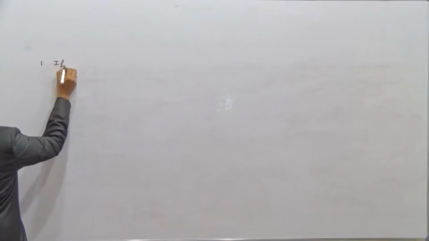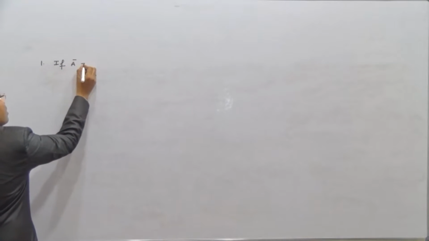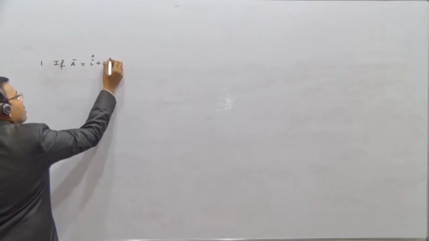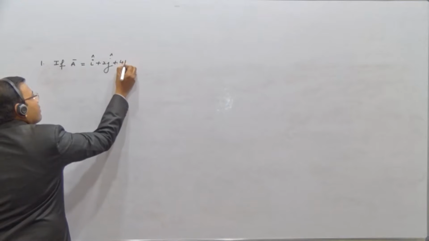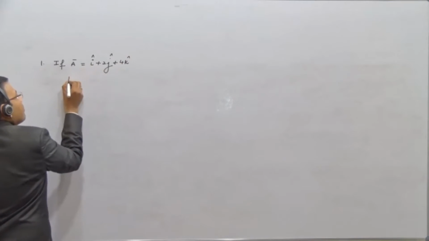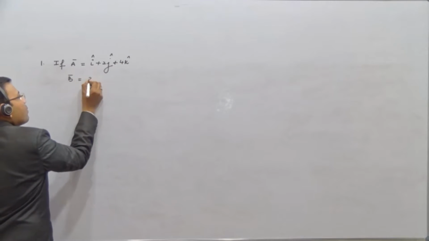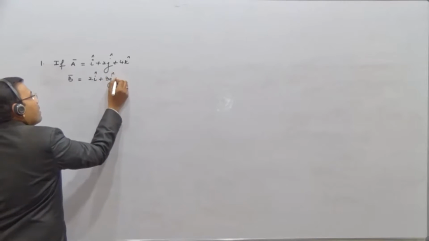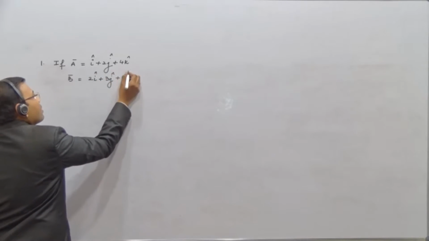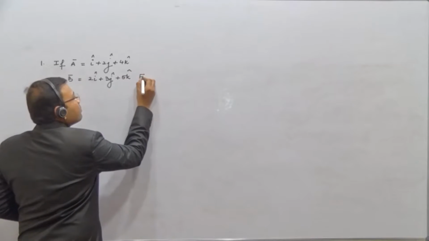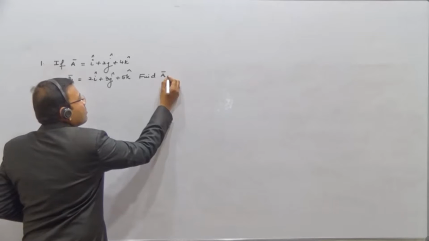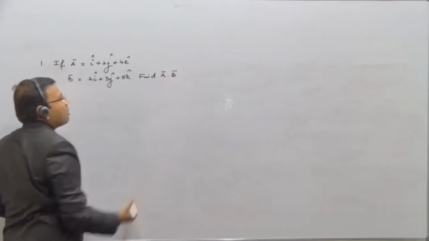If A bar is equal to i plus 2j plus 4k, and B bar is equal to 2i plus 3j plus 5k, find A bar dot B bar.